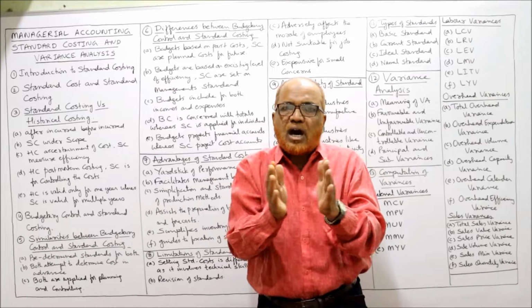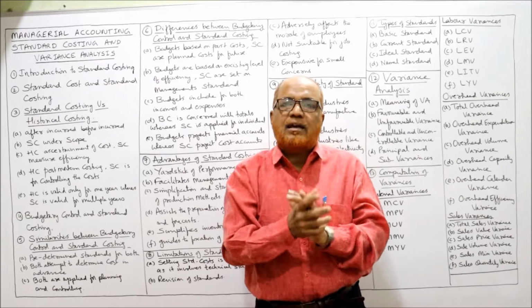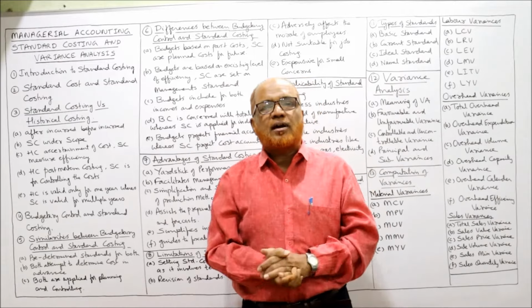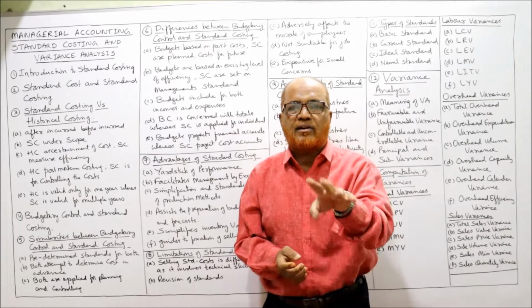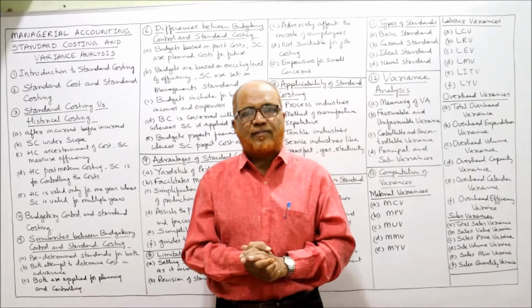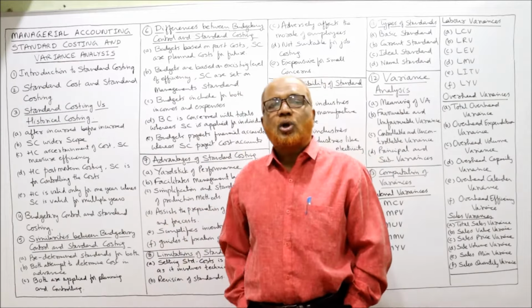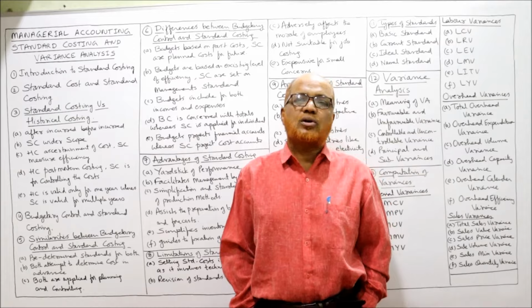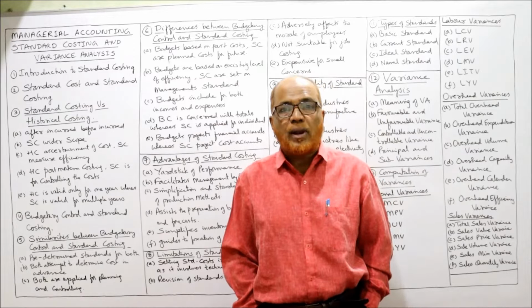So both are focused on the future. Both have the objective of planning. So these two, budgetary control and standard costing, are very, very similar but different. That means they have similarity as well as difference. And one more thing, you should not think that budgetary control and standard costing are substitutes. They are not substitutes, they are complementary.